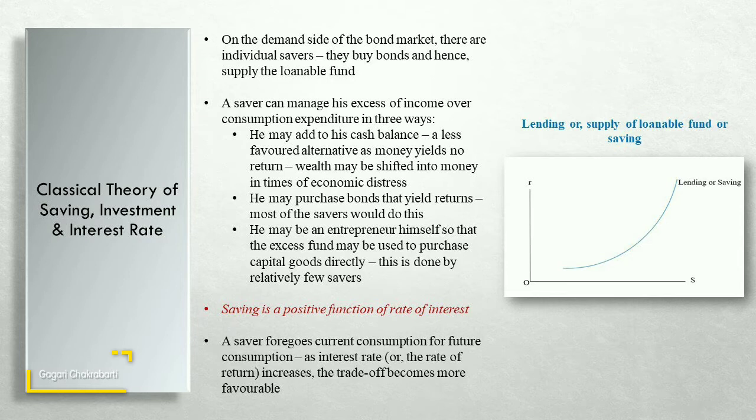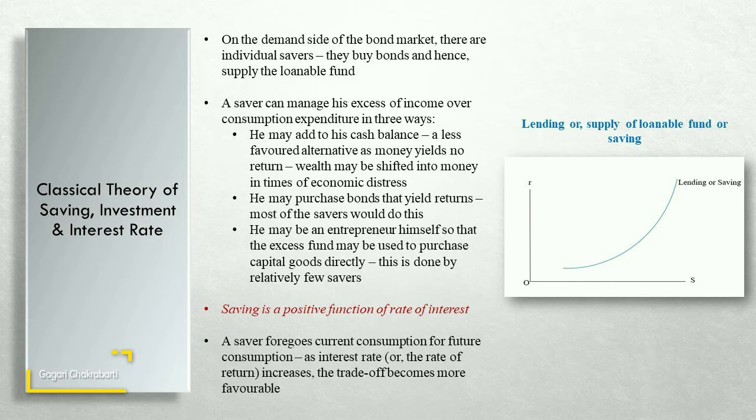In the classical model, a saver can manage this excess of income over consumption expenditure in three ways. Firstly, he may add to his cash balance so that this money may be kept idle with him. However, this is a less favored alternative. It is true that some money will be held for the convenience and security it offered, but money in the classical model is completely barren. It yields no return. So therefore, bonds are the most preferred alternative where the money may be kept so that it will be saved.